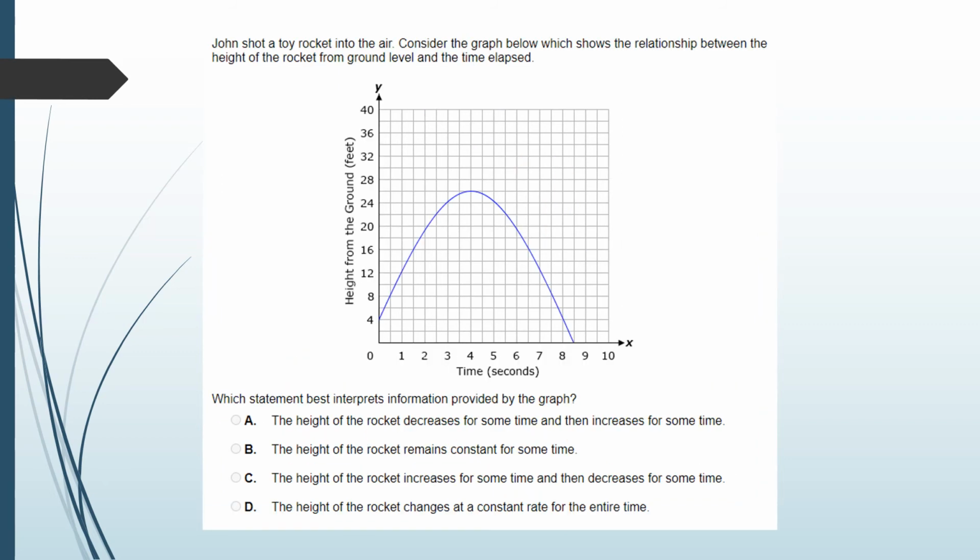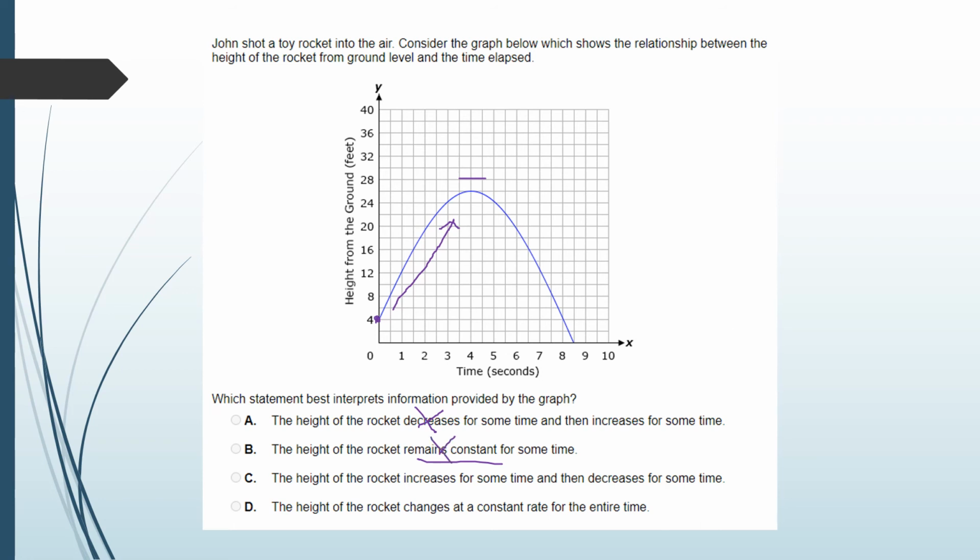John shot a toy rocket in the air. Consider the graph below, which shows the relationship between the height off the ground from ground level and the time elapsed. So which best interprets the information provided by the graph? So the height of the rocket decreases for some time and then increases for some time. Well, when he shot the rocket off, it started at 4 feet high and it went all the way up. So it's increasing, so it can't be decreasing. Did the height of the rocket remain constant? Well, I never see a straight across line, so I'm going to say no, it didn't.